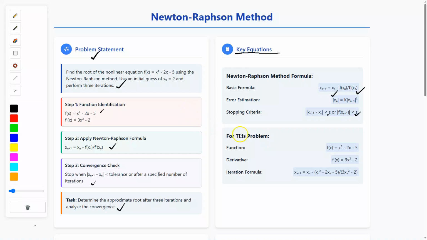In this problem, the function is f(x) = x^3 - 2x - 5, the derivative is f'(x) = 3x^2 - 2, and the iteration formula is x_{n+1} = x_n - f(x_n) / f'(x_n). Based on that we have to do the iteration. Now we will do the iterations one by one.